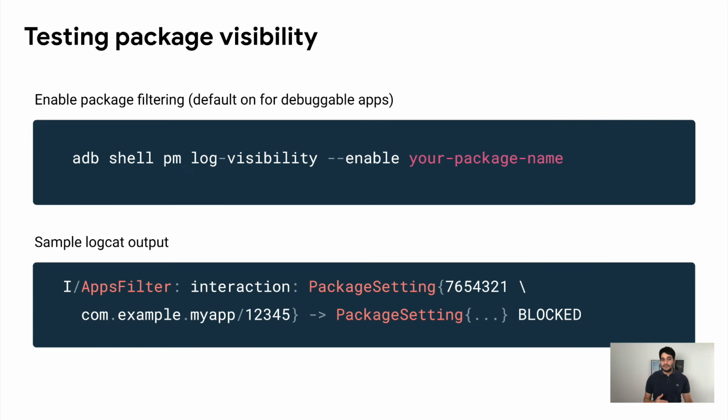If you need to test package visibility, which has big impact on Android 11, you can use this ADB tool, which allows you to enable or disable package visibility. And if any of your requests to the package lists is denied or blocked, you will be able to see it directly in Logcat and it will help you debug that.